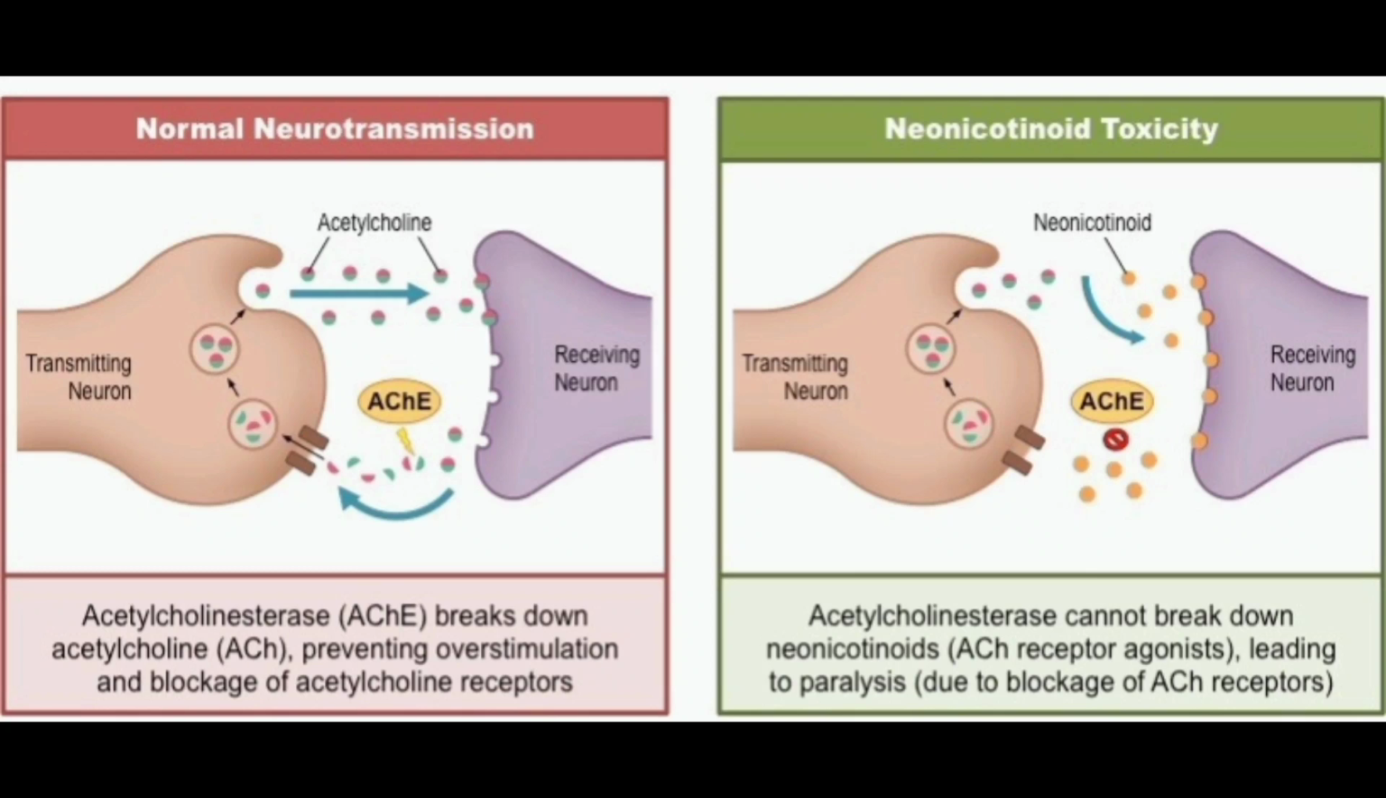When neonicotinoid blocks acetylcholine receptors, acetylcholine esterase is not able to break down neonicotinoids since it is not suitable to them because, as we know, an enzyme is very specific to its substrate. So acetylcholine esterase can only break down acetylcholine and not other neurotransmitters or compounds that block neurotransmitter receptors.